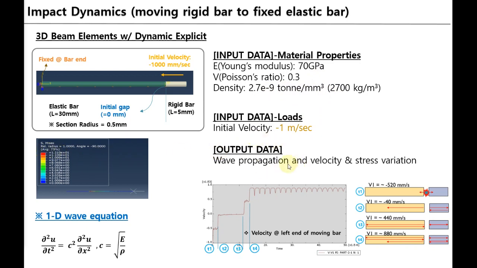And our final goal will be getting the wave propagation in addition to the general impact stress. And we can easily compare the wave propagation speed with the 1D wave equation. Basically, wave speed will be square root of E over rho, where E is Young's modulus and rho is the density.